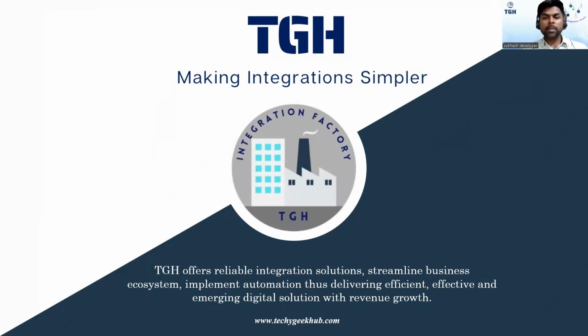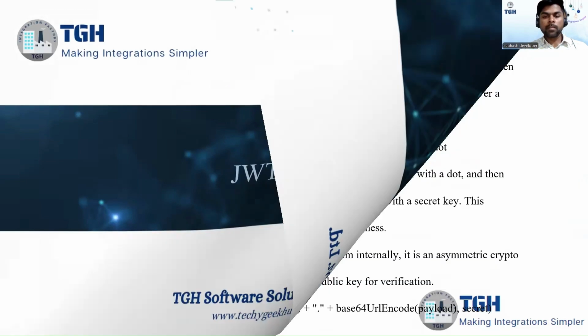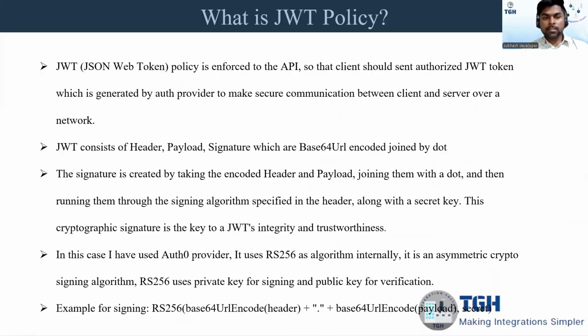Today I'm going to explain about JWT policy. JWT policy is JSON Web Token policy, which we enforce on an API to make sure of secure communication between client and server. To get this token, the client needs to use an identity provider, and the token consists of three things. One is header, payload, and the last one is signature. All three are base64 encoded.